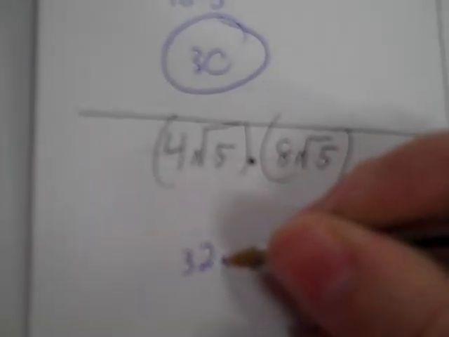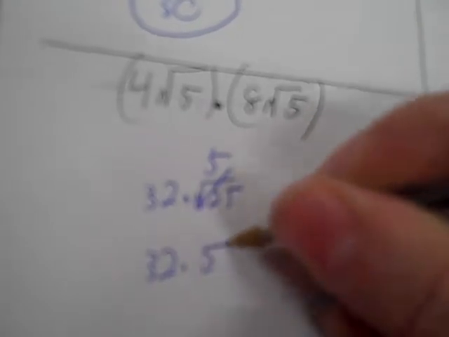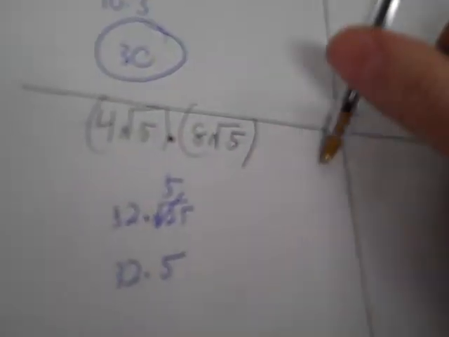Okay, 4 times 8 is 32. Square root of 5 times square root of 5, that's a square root of 25. So you drop your 32 down. Is there any point in dividing the 25? No, it's a perfect square, so that becomes 5. So there isn't going to be a square root. When you take the 32 times 5, you get 160.